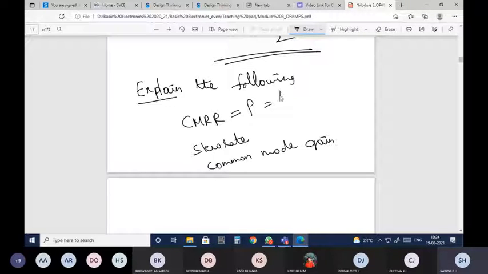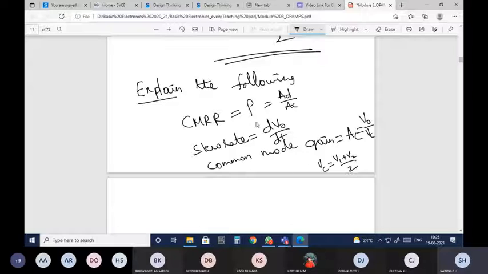Common mode rejection ratio you need to explain with respect to rho, which is nothing but AD by AC. Related to that, you need to explain slew rate in the sense dV naught by dt. And common mode gain, in the sense AC value should be equal to 0. AC is nothing but V naught divided by Vc. What is Vc? Vc is equal to V1 plus V2 by 2.